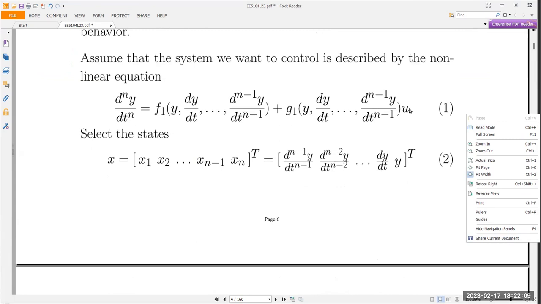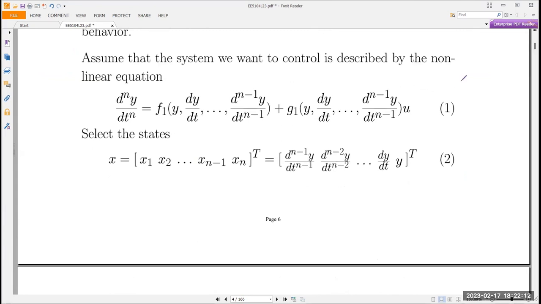We assume that the plant is given by this differential equation. So this is the plant. Now, F1 and G1 can be non-linear, like sine, cosine, square root, square. And then the first thing we do, we put it in a form whereby we can start to do maths. We put it in the so-called state space.